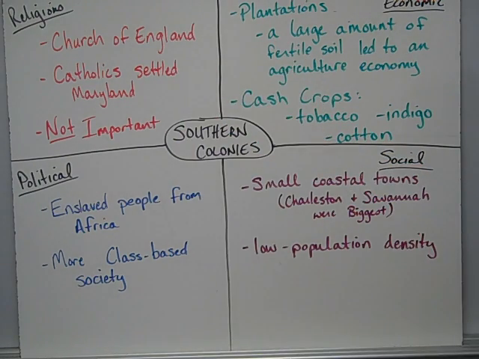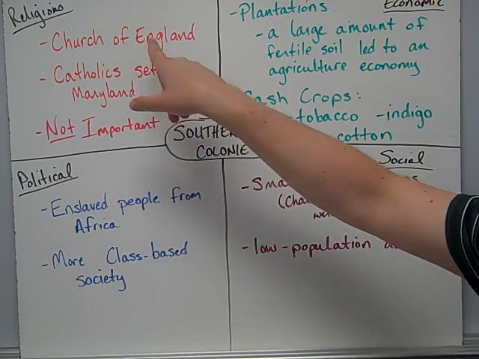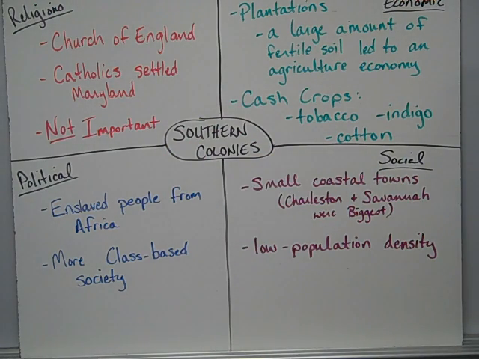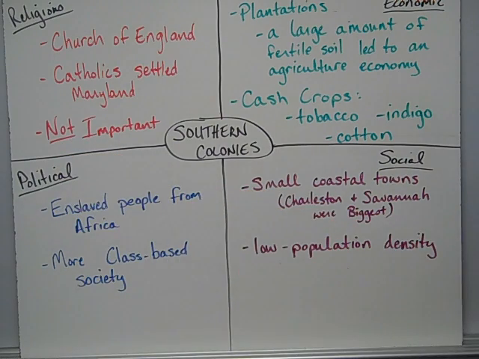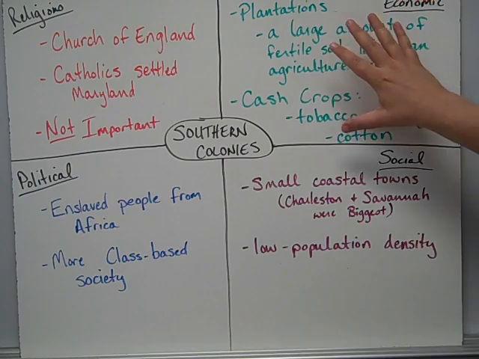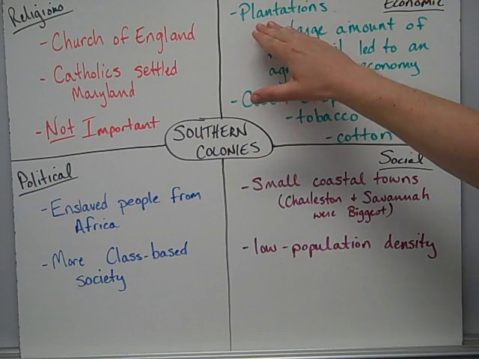In the southern colonies, you can see here that religion was not important. The Church of England had some influence there, but it wasn't a dominating idea. And the Catholics did settle Maryland, and there ended up being quite a lot of people in Maryland that practiced Catholicism. But in the southern colonies, religion is not important. In New England colonies, that's what your whole life is about. It's about religion. As far as the southern colonies, because religion is not important, they're there to make money on plantations.